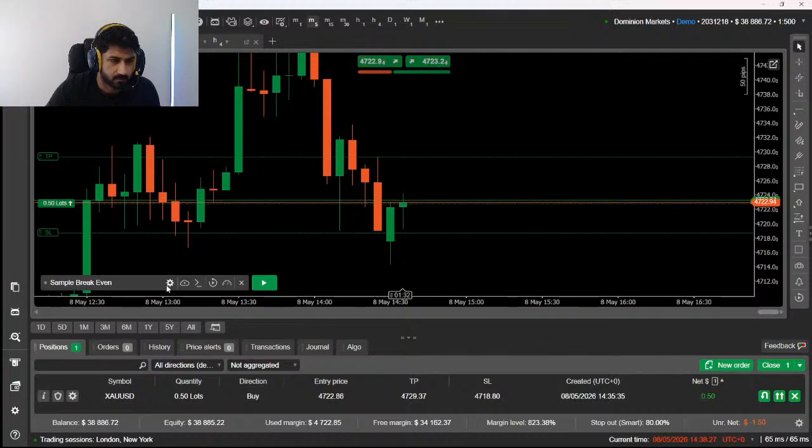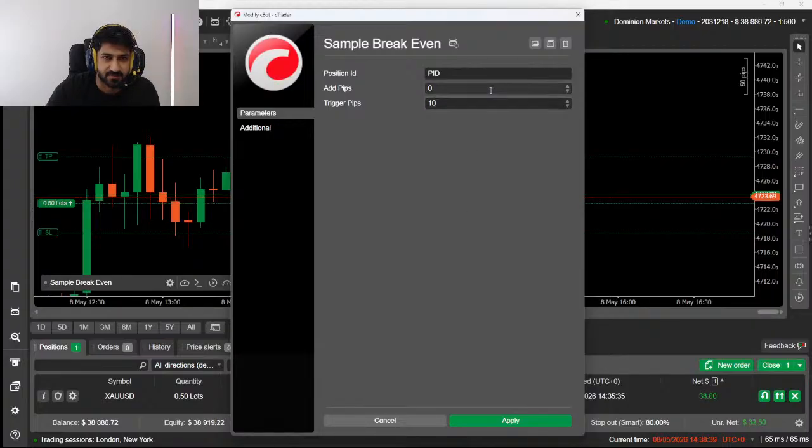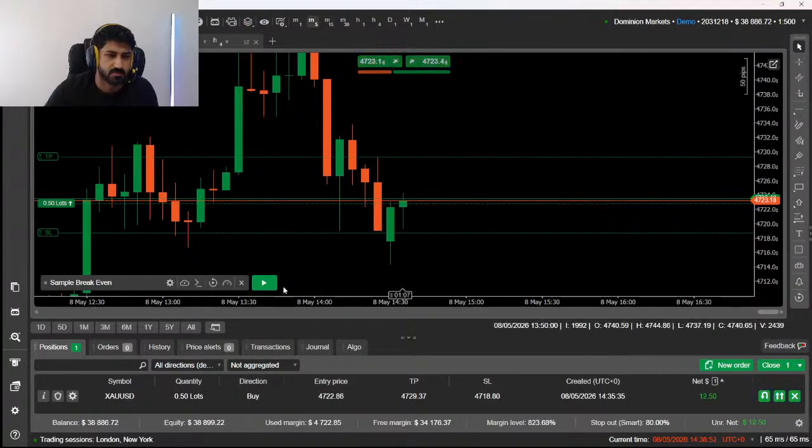Sample break even. Modify parameters. Run in cloud. Start an external process. Go to backtesting. There are so many options. Trigger pips, add pips. Let's say if I do 20 pips, 20 pips. Not sure what that means.